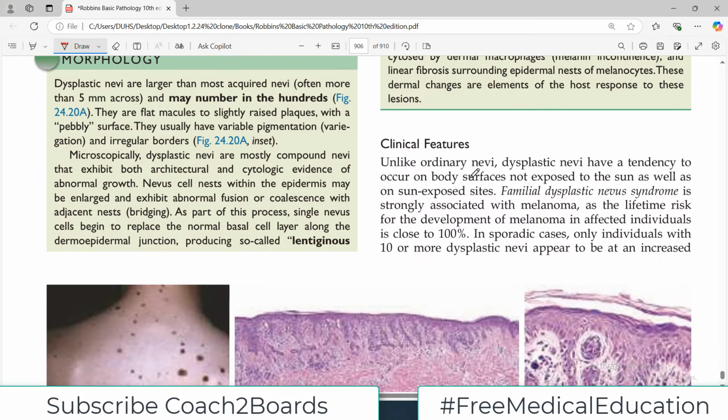So, unlike ordinary nevi, so when we say ordinary nevi, this basically means benign melanocytic proliferation.